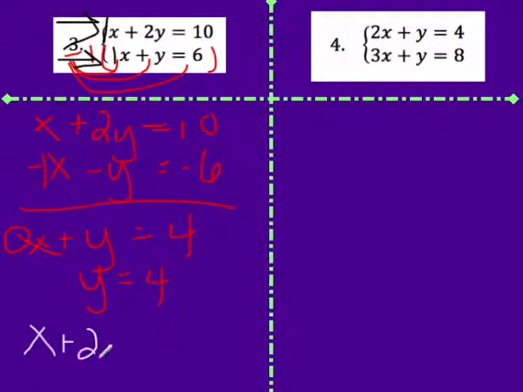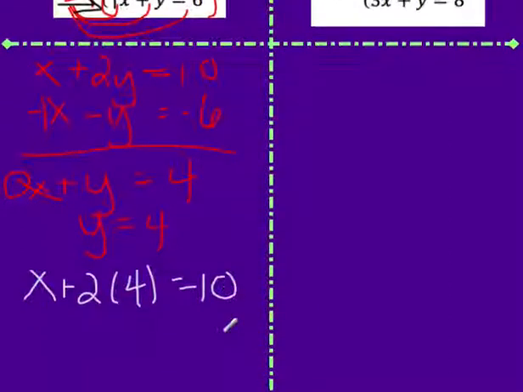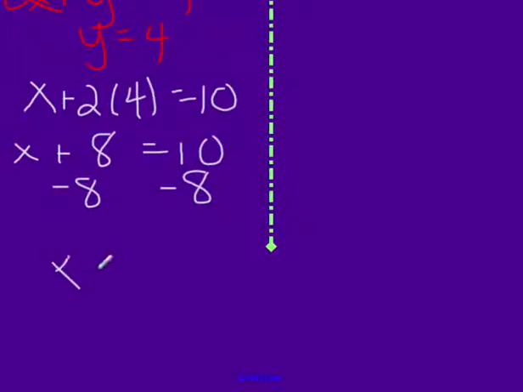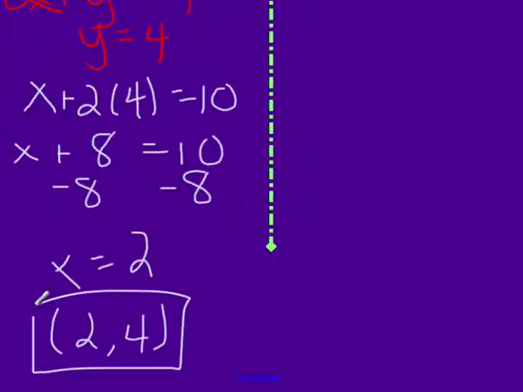And I'm going to keep everything the same, but wherever I see a y, I'm going to put a 4 in instead. So then I have x plus 2 times 4 is 8 is equal to 10. So then I'm going to subtract 8 from both sides. And then I get that x is equal to 2. So I want to write that out as a coordinate point, x, y. So my solution then is 2, 4.